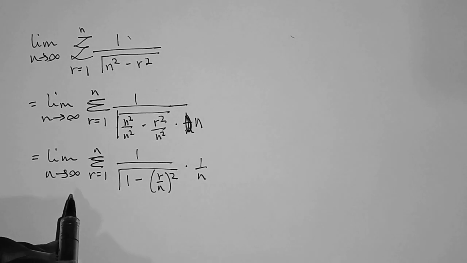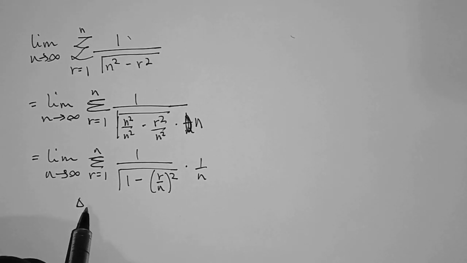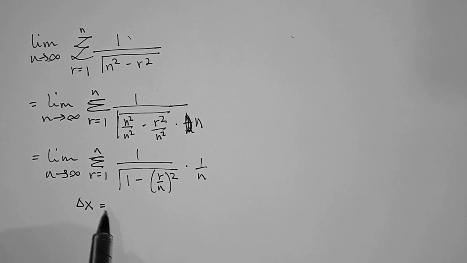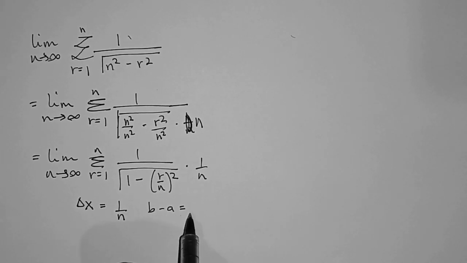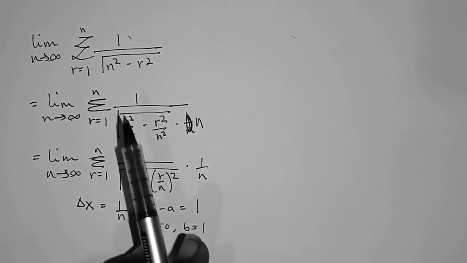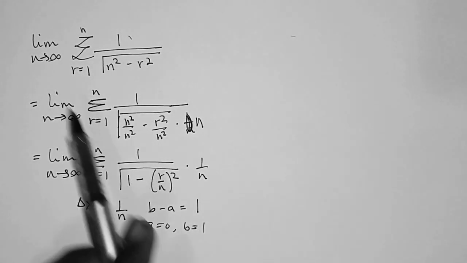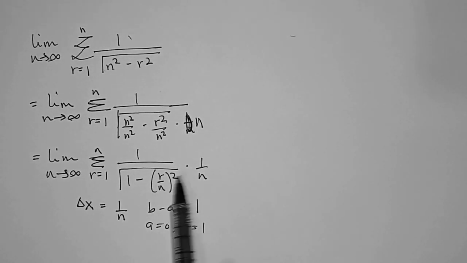So what does that mean? It means that delta x is equal to 1 over n. And if delta x is equal to 1 over n, then b minus a is equal to 1. And therefore, a is equal to 0, and then b is equal to 1. Now, what this means is that if you put in the first one, which is 1 over n, we are going to get the first term here, and then the second term we put 2 over n in that order. So r is the changing value here.